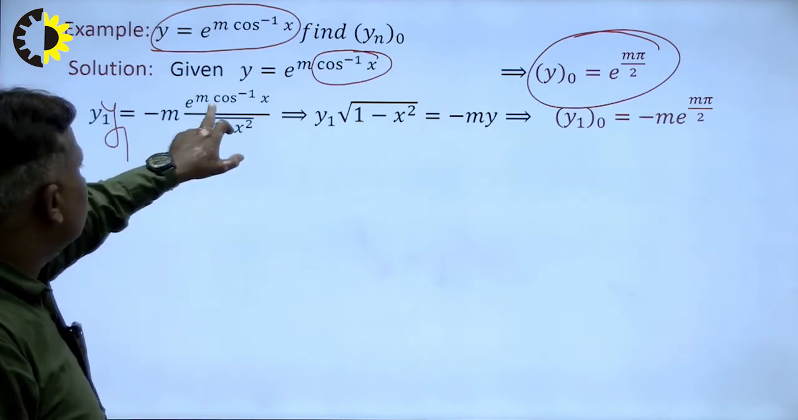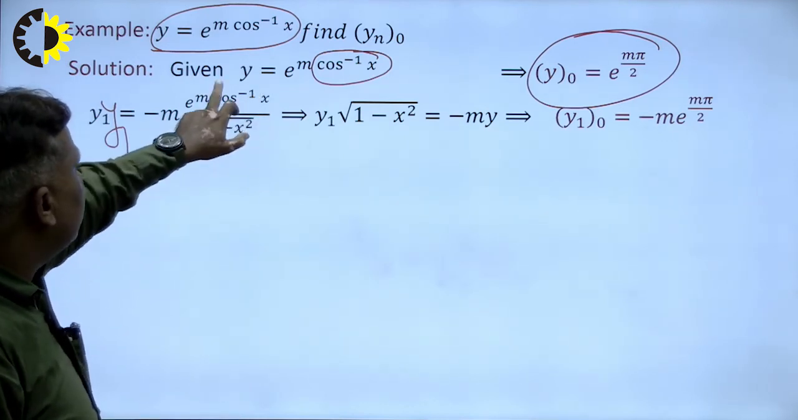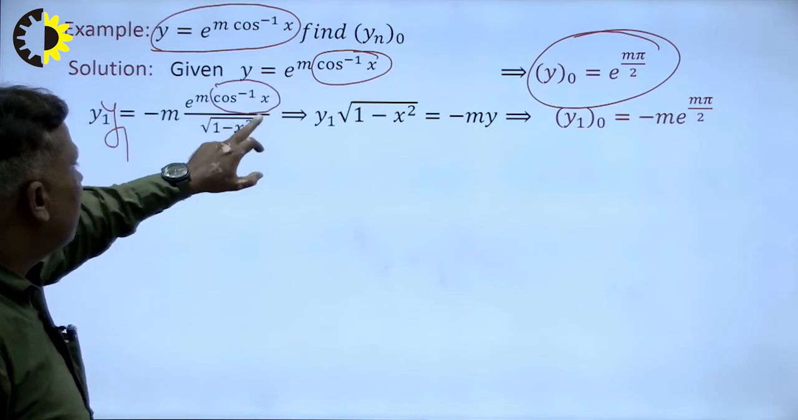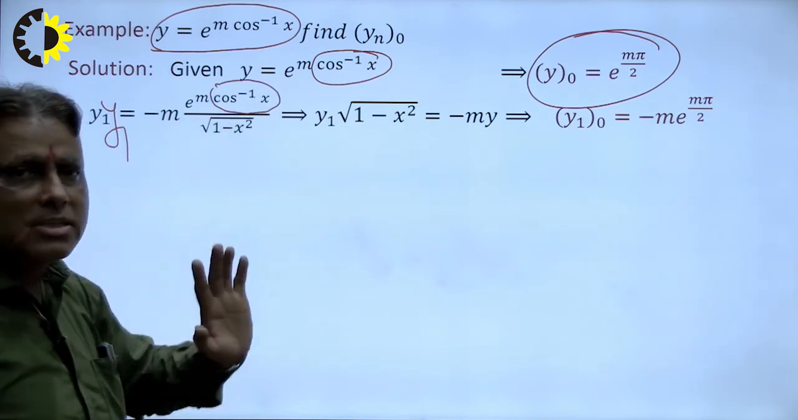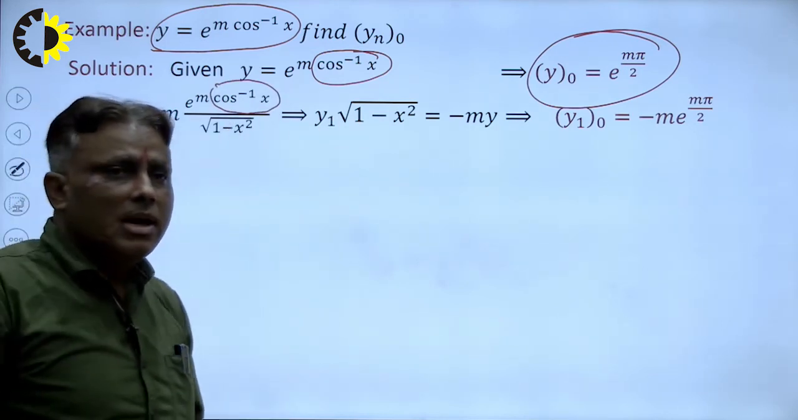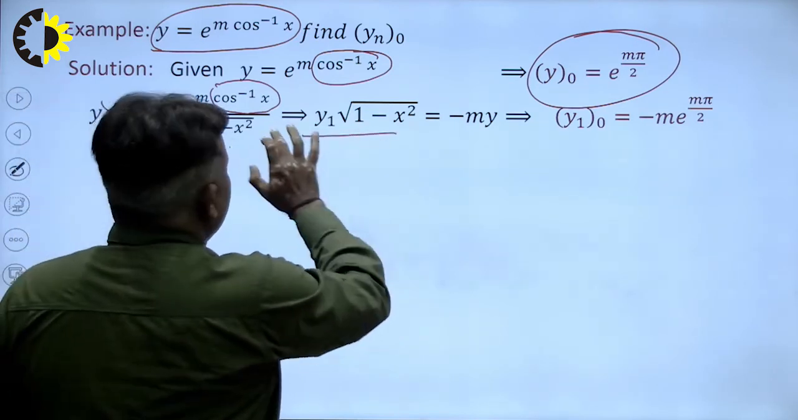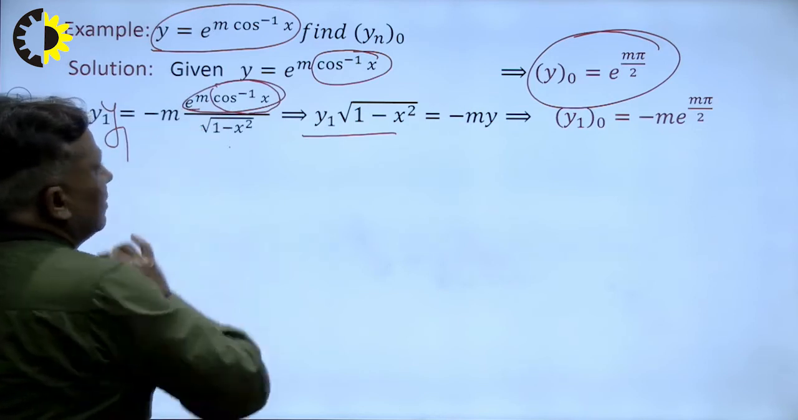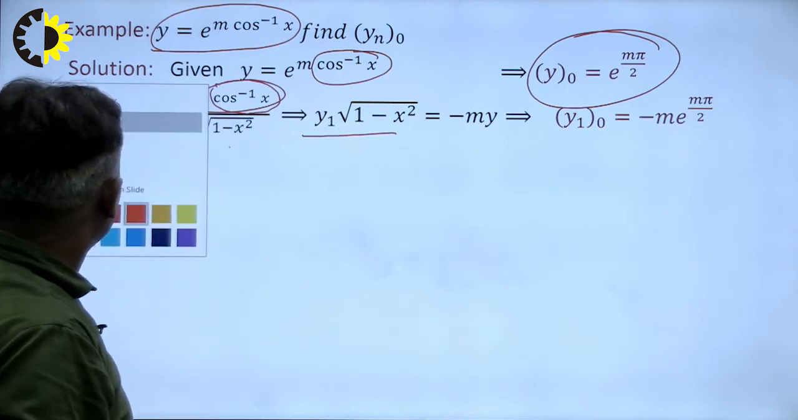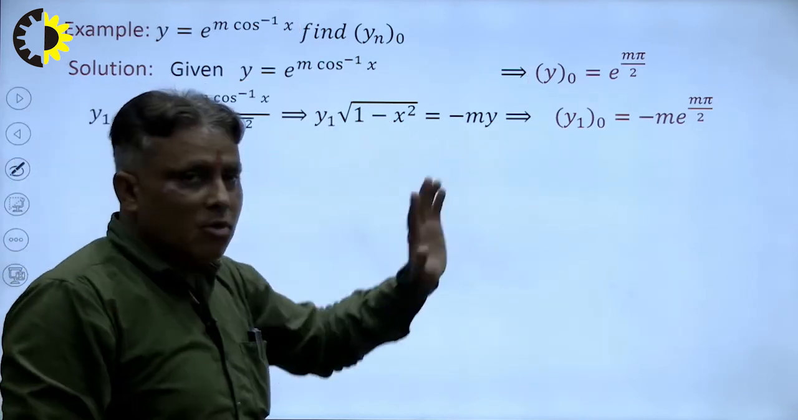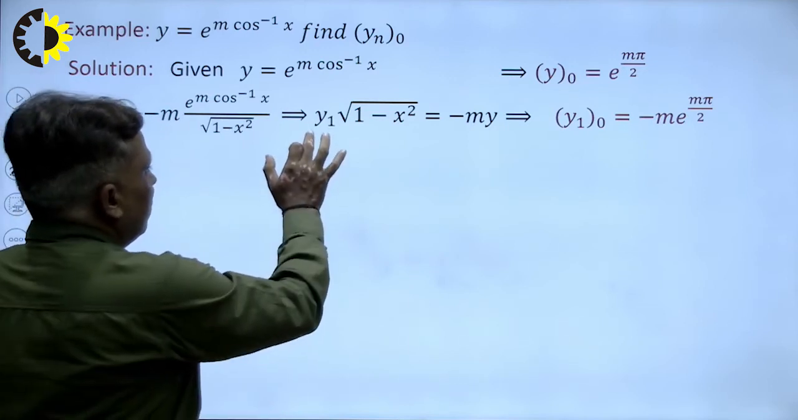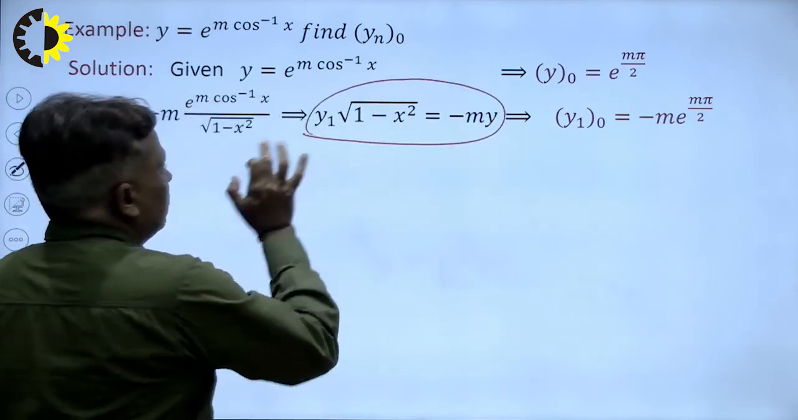So minus m e raised to the power m cos inverse x, and what will be the differentiation of cos inverse x? Minus 1 upon under root 1 minus x square. Students studied this at the 12th level, right. Now this part goes to this side, so this will be this, and the remaining will be y here. So the result will be m y here.